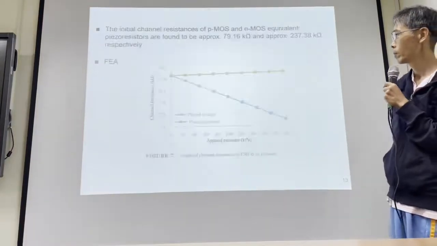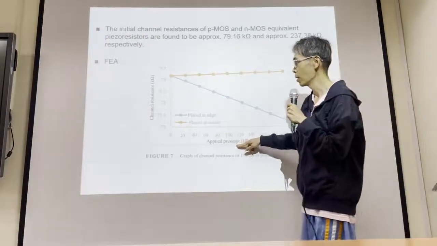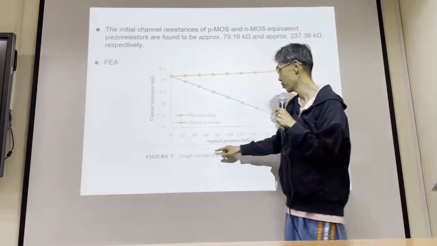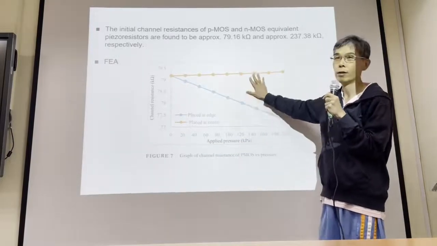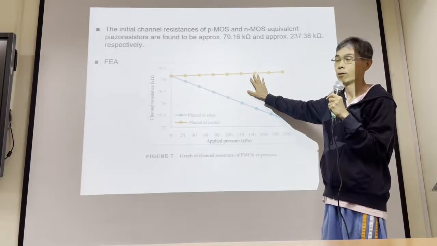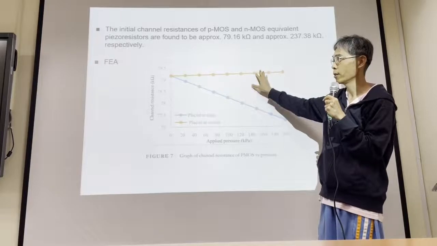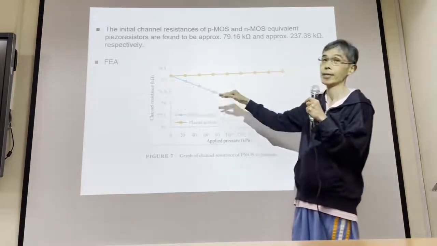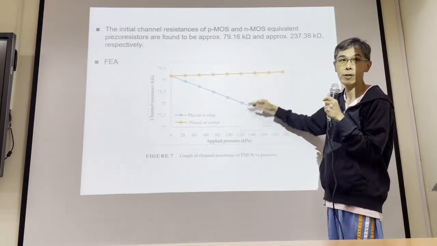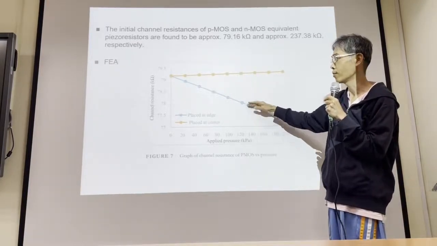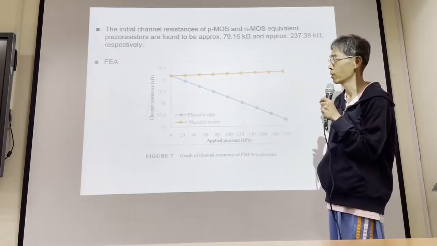Next one. For this one, apply pressure and the delta R. So this is the R value, and this is P. We use finite element analysis to get this relation. But we are not going to do finite element analysis in this case. Suppose you have this table, you have this video. So you can use the numbers here for the LTspice simulation.